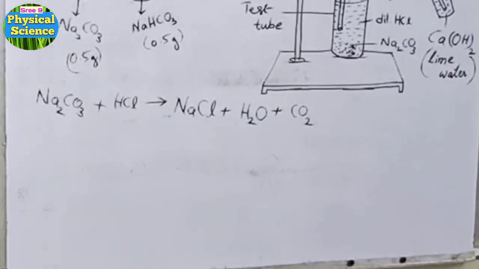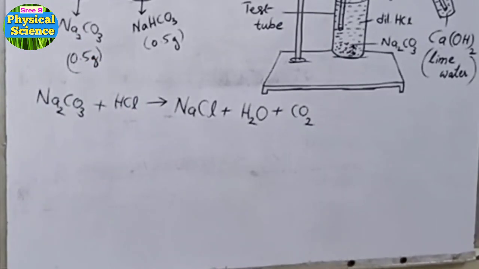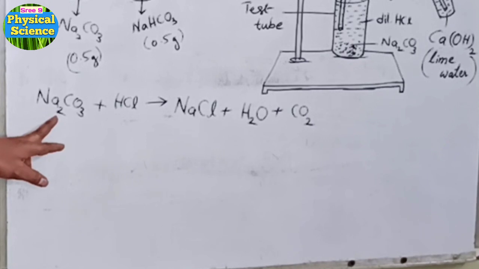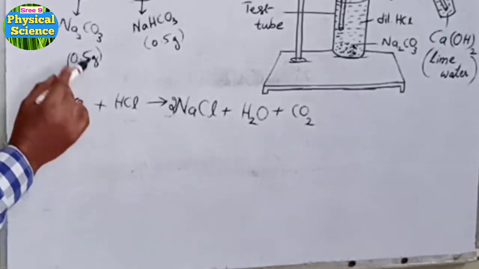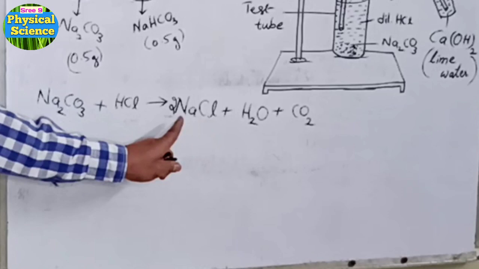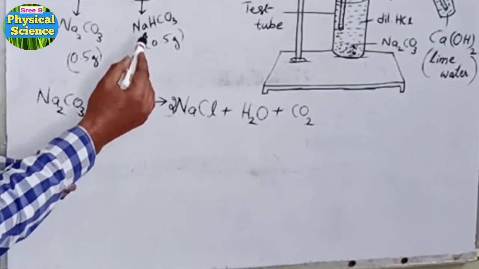Okay, so this is the reaction that takes place when you add dilute hydrochloric acid to Na2CO3. Now, is the equation balanced? No, because here Na is 2 but here Na is 1. So hence here we write 2 NaCl. So 2 Na's are balanced, but Cl is 2 here, hence Cl is 1 here, so here we are writing 2.